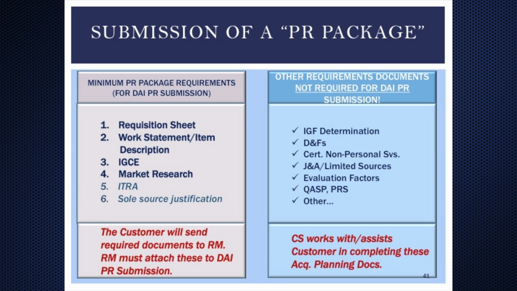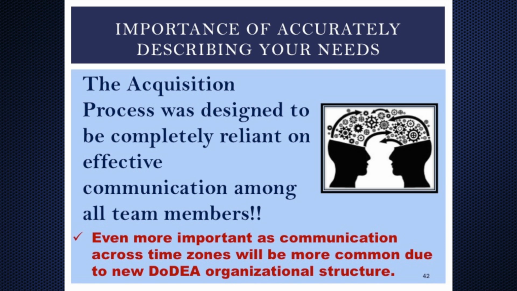So again, here is the PR package. 1 through 6 are the things that you need to submit to RM if you have a new requirement. Keep those 1 to 6 of those 4 to 6 documents in mind. So with those slides in mind, we talk about what we need for a PR package. We're going to talk about each element in a little more detail.